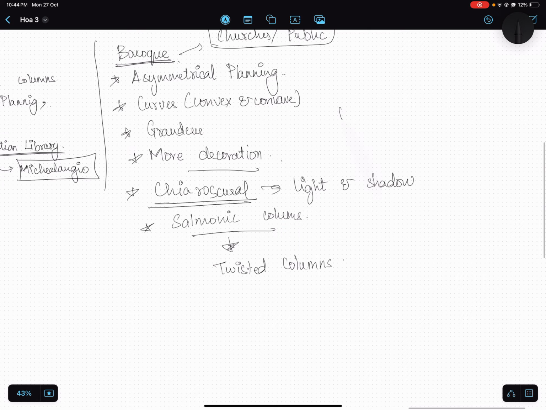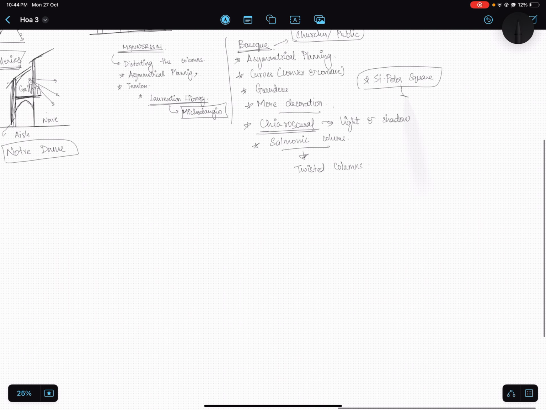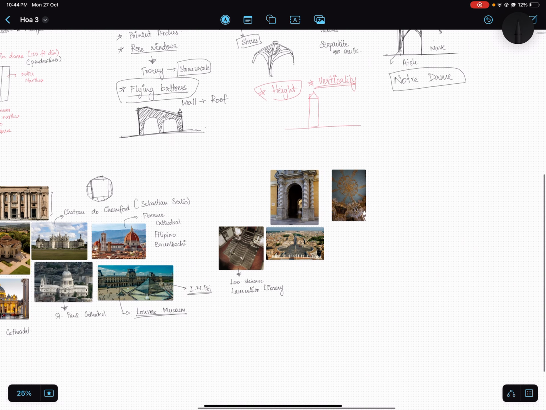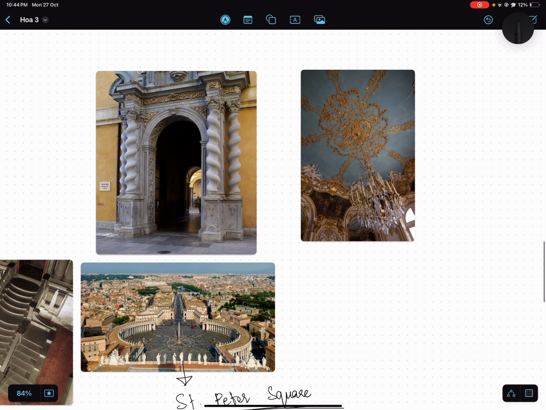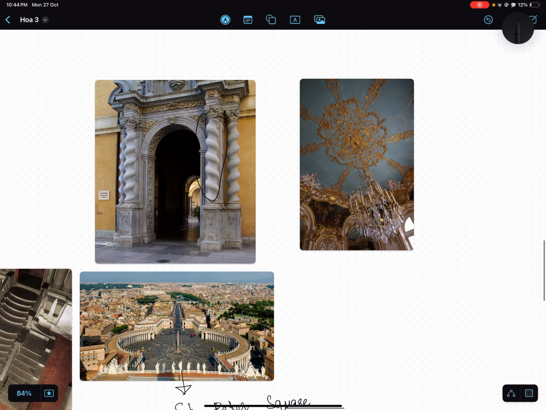Now, one example is St. Peter's Square. Now, don't get confused. St. Peter Cathedral had Renaissance style. St. Peter's Square had more of Baroque. It was also by Michelangelo though. This is St. Peter's Square, and this was done by Michelangelo again. Now this is the twisted column or the Solomonic column that I was talking about.